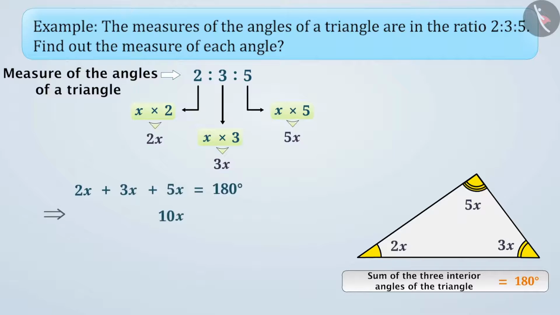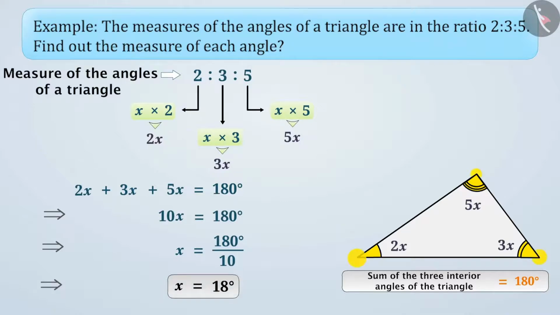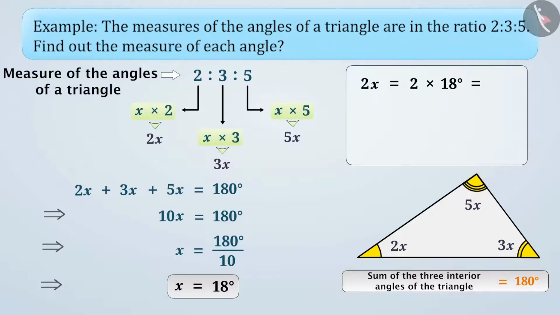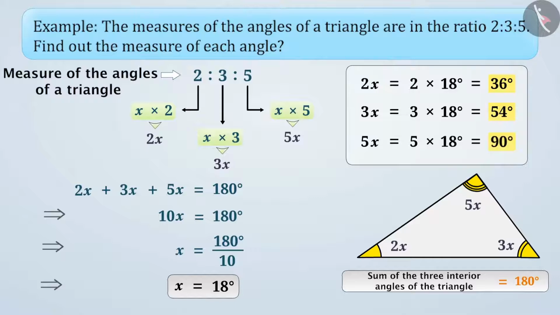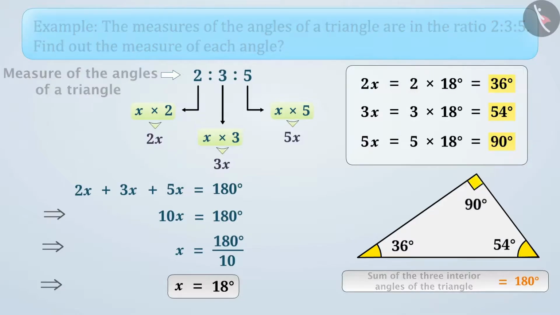That means 10x is equal to 180 degree. We can write this as x is equal to 180 degree by 10. That is, x is equal to 18 degree. Since we have found out the value of x, now we can find the measures of the angles of the triangle. Here, 2x is equal to 2 multiplied by 18 degree is equal to 36 degree. 3x is equal to 3 multiplied by 18 degree is equal to 54 degree. 5x is equal to 5 multiplied by 18 degree is equal to 90 degree. Therefore, the measures of the angles of the triangle are 36 degree, 54 degree and 90 degree.